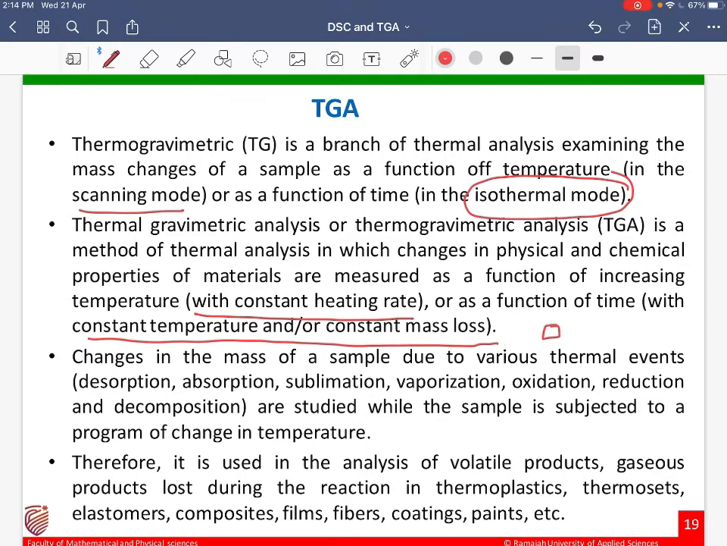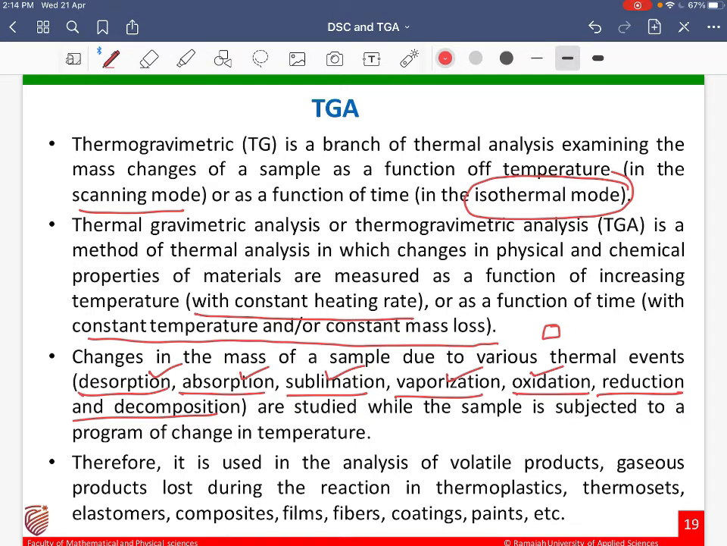Changes in the mass of a sample occur due to various thermal events: desorption, absorption, sublimation, vaporization, oxidation, reduction, and decomposition. Now, all these reactions, all these changes will lead to a mass change. Sometimes the mass will be increasing, and most of the time the mass will be decreasing. And this can be studied when a sample is subjected to a program of temperature change. So by changing the temperature, we will be able to see how the mass is reducing or increasing based on the reaction happening inside that material with that temperature change.